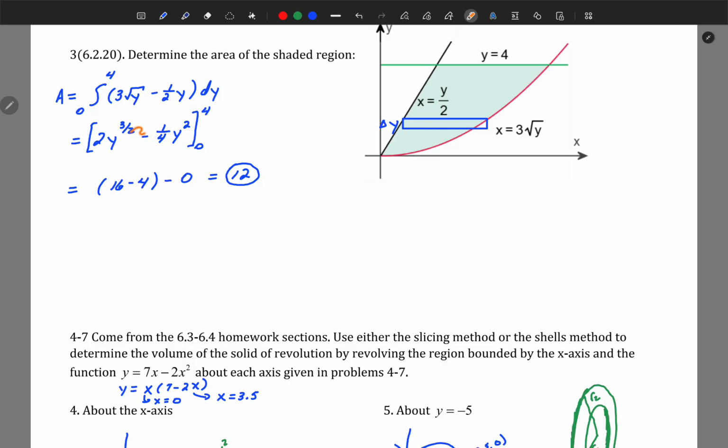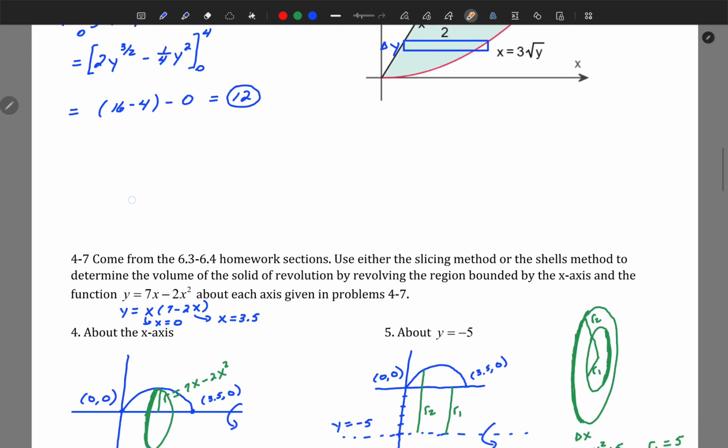In the first one, the square root of 4 is 2. 2 cubed is 8. 8 times 2 is 16. In the second one, we know 4 squared is 16, times 1/4 gave me a 4 there, and we're subtracting. 16 minus 4 gave me a final answer of 12. Pretty straightforward problem so far.